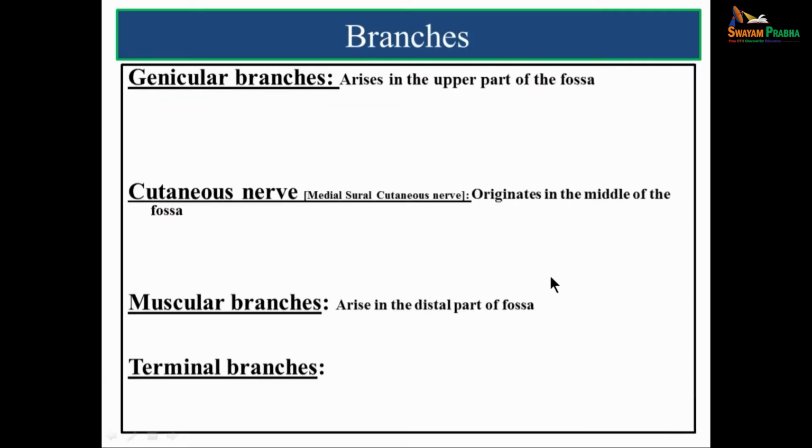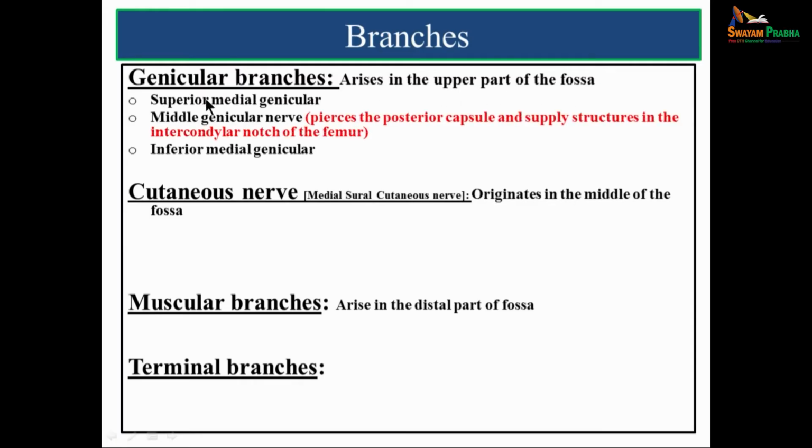Now what are the branches? It has genicular branches, a cutaneous branch, muscular branches and terminal branches. The genicular branches arise in the upper part of the fossa. So these are the genicular branches: superior medial genicular, middle genicular nerve and inferior medial genicular. Of this, the middle genicular nerve pierces the posterior capsule and supplies structures in the intercondylar notch of the femur.